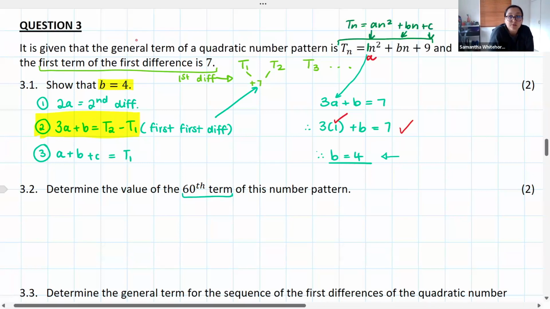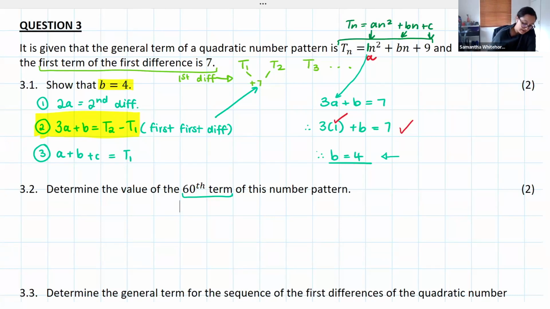Now, guys, which variable would I now substitute with 60? Am I going to substitute Tn or am I going to substitute n with 60? Very nice. So 60th, can you see there? This is a position. And so it means that we have been given that n is equal to 60.